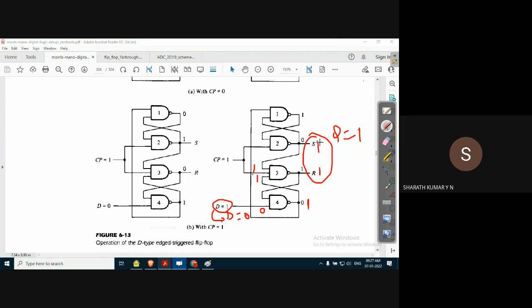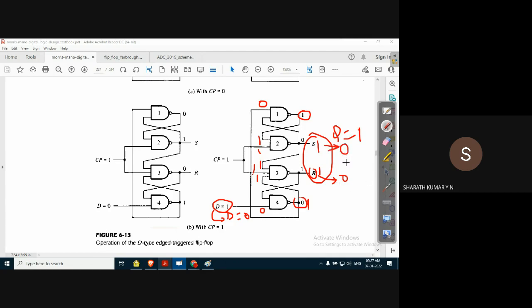Initially S is 1. When S is 1, this is also equal to 1. This will force R to change to 0. R becomes equal to 0. This output of the fourth NAND gate, 0, is applied as an input to the first NAND gate. The output of the first NAND gate is 1, and that is applied as an input to the second NAND gate. The other input is the clock pulse, which is 1. The output of the second NAND gate goes to 0.